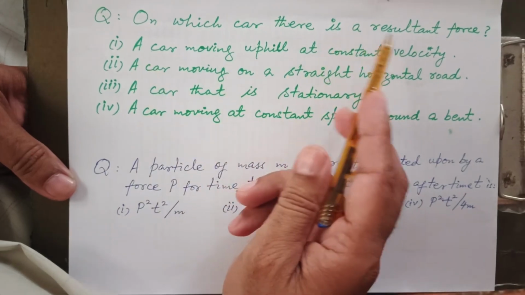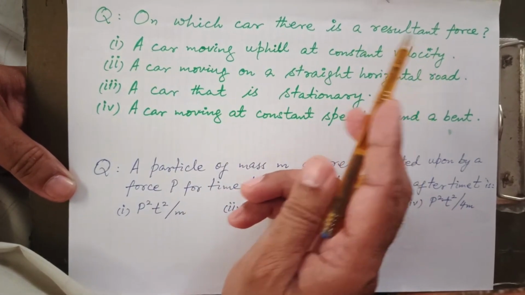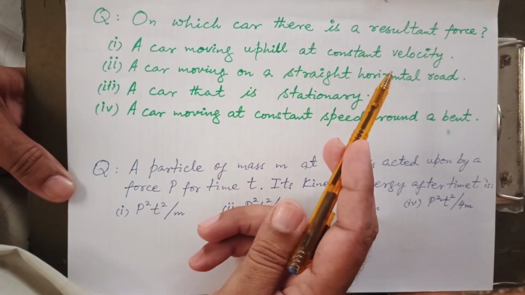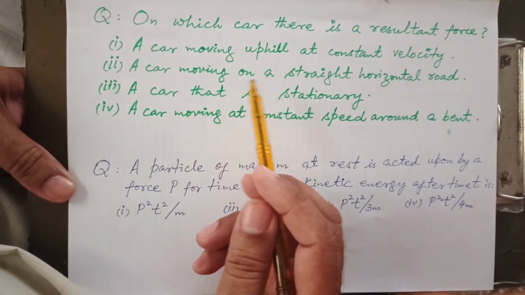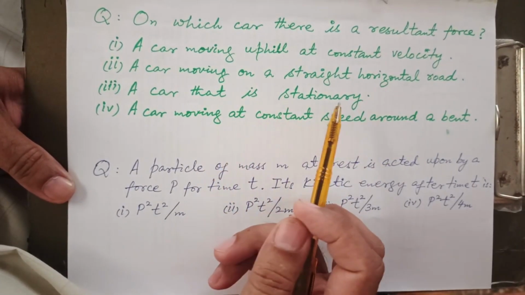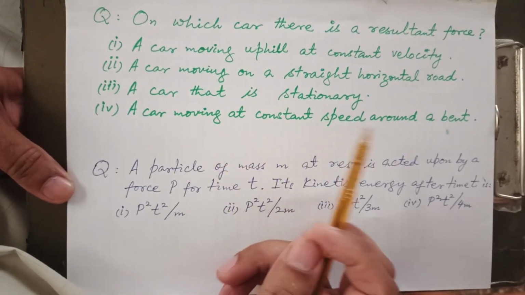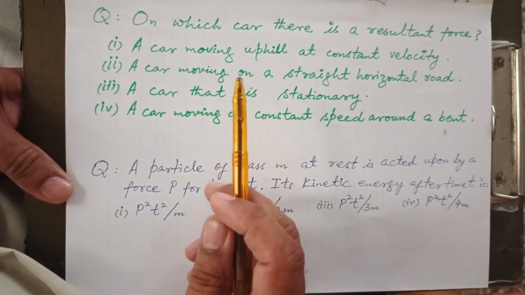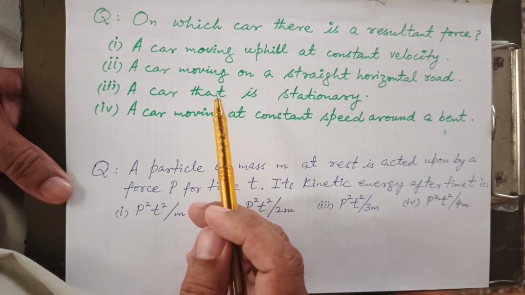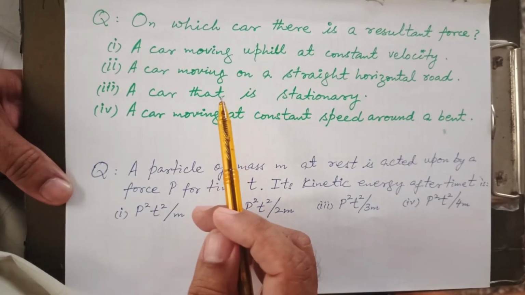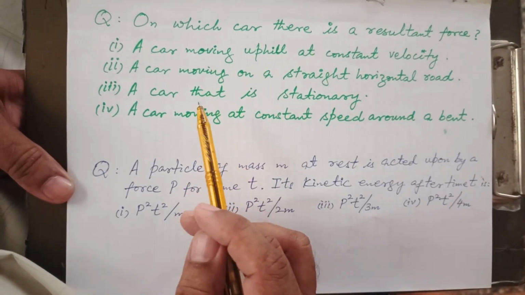On which car is there a resultant force? Now there are four options given: a car moving uphill at constant velocity, a car moving on a straight horizontal road, a car that is stationary, a car moving at constant speed around a bend. Whenever you are performing such questions in a test, either it's a NEET test, MDCAT, whatever it is, you have to be very fast.